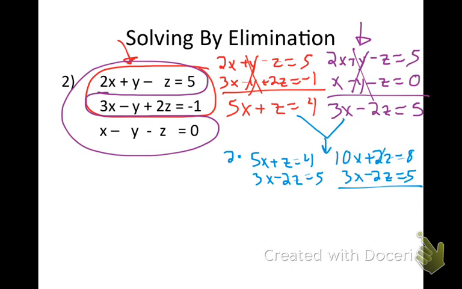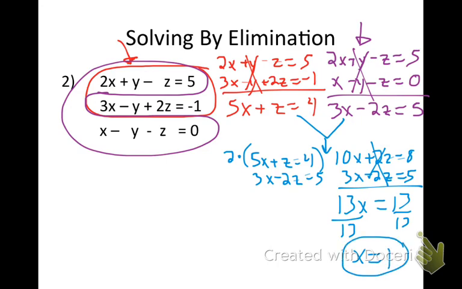Now what variable eliminates here? My z eliminates. Would you multiply by 2? I multiply the top equation by 2, yep. That way I can get a common z there that I can eliminate. So that gives me 13x equals 13. Divide both sides by 13, I get x equals 1.